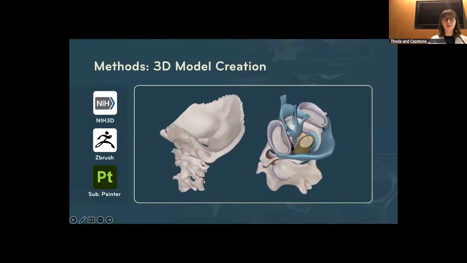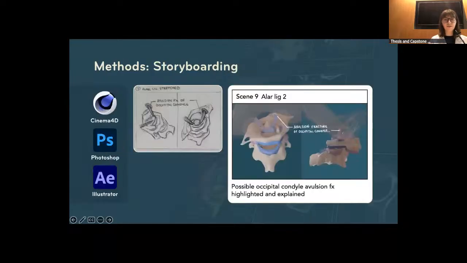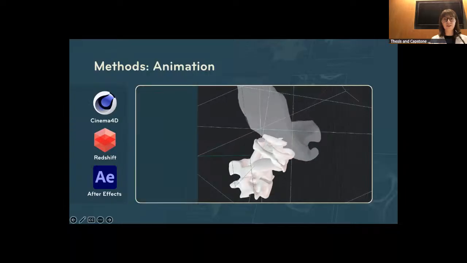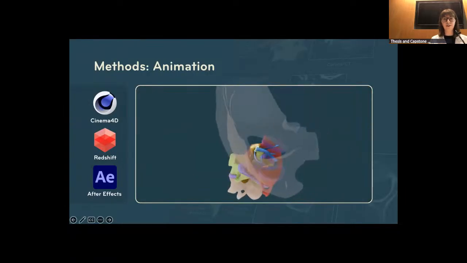Scans of the skull and vertebrae were downloaded from NIH 3D and cleaned in ZBrush. Ligaments, joint capsules, and a spinal cord were modeled from scratch. Rough storyboards for each injury were sketched out, then staged with the 3D models. Animations were done using Cinema 4D, and materials and didactic colors were created with the Redshift renderer. Each render was then compiled, edited, and annotated in After Effects.